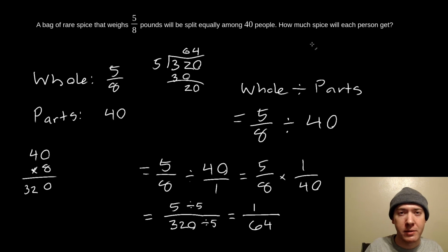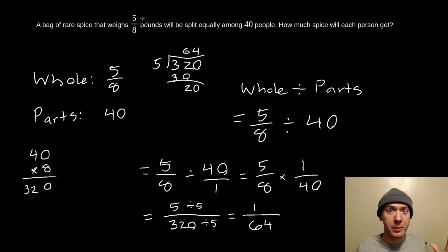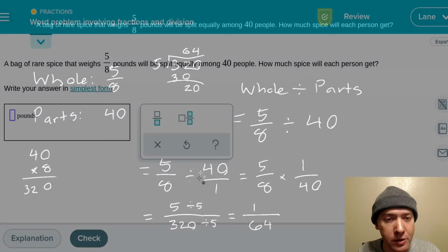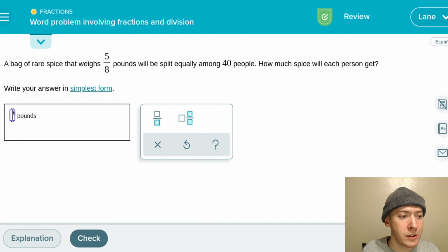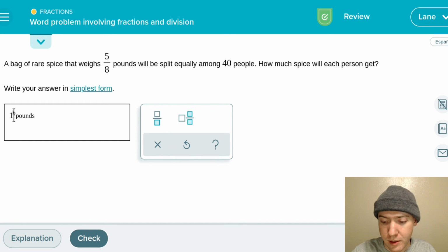And this should make sense, right? Because the whole bag is 5/8 of a pound, less than a pound, and we're splitting it among 40 people. So each of those people is going to get a very small amount of spice, right? And 1 out of 64, or the fraction 1/64, is a small fraction. So that should be our answer. Let's put that in and check if it's right. 1/64.